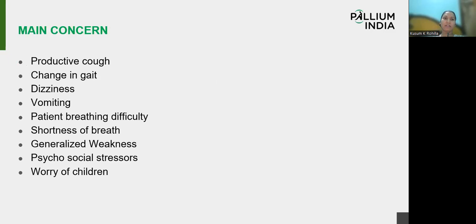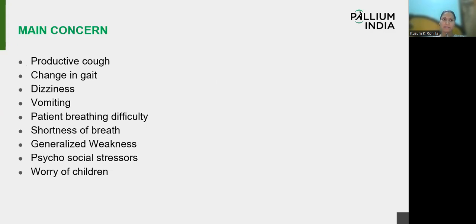Next, please, ma'am. The main concerns were productive cough and change in gait, because the patient has metastases in the brain also. Then dizziness, vomiting, breathing difficulty and shortness of breath, and generalized weakness, because the patient had lost 15 kg of weight. Then psychological stress was there, and worry about the children was also a main concern.